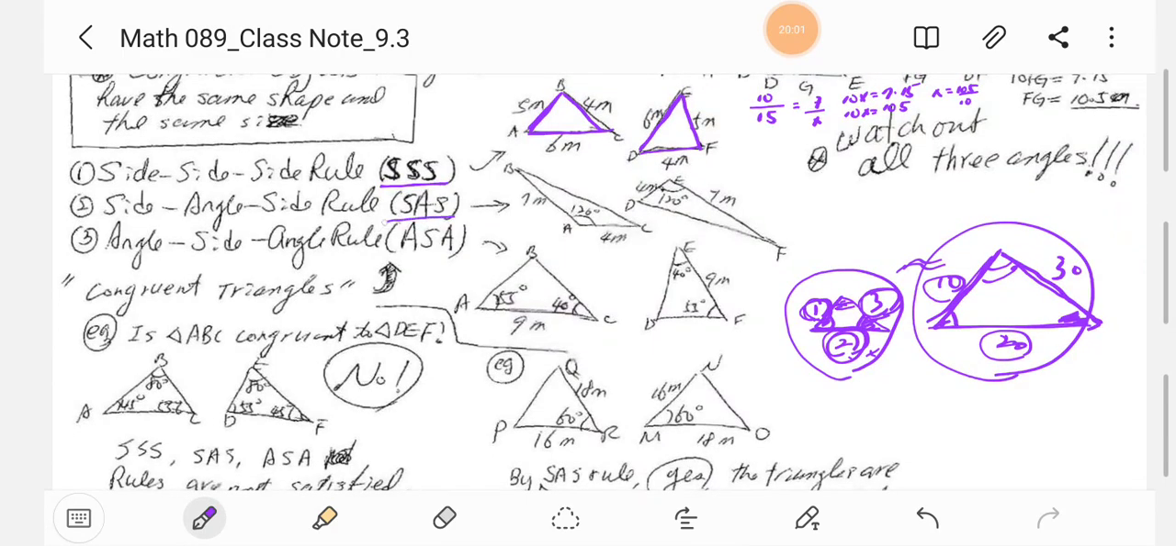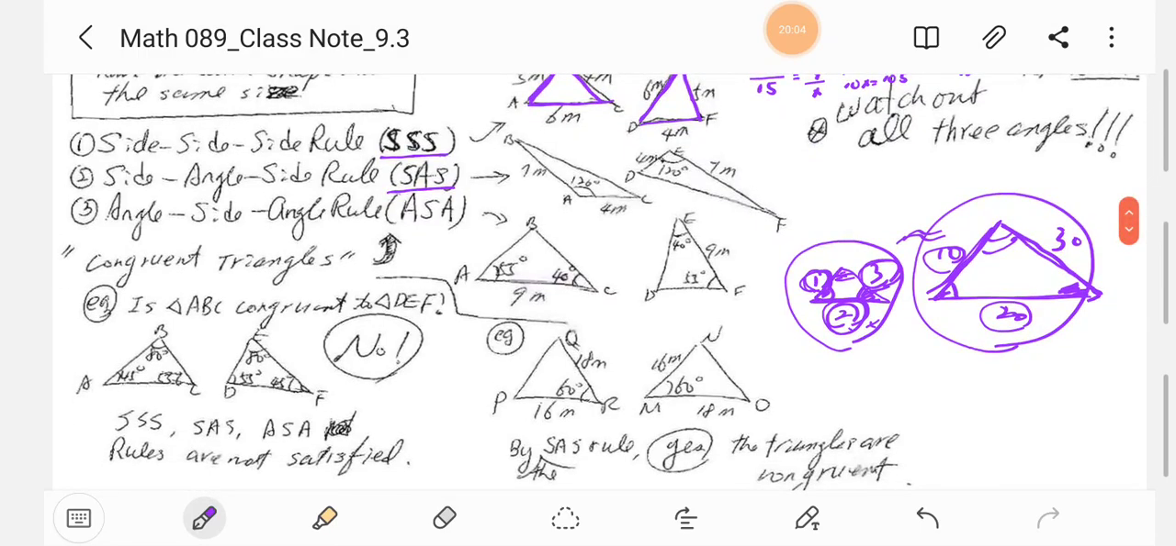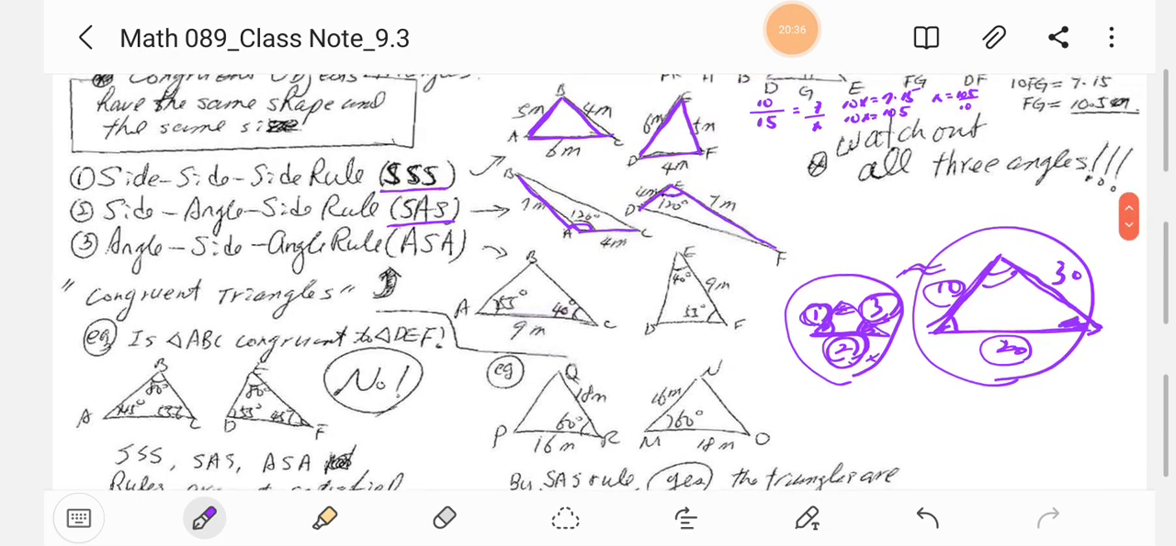Side angle side, SAS. This means you have one side and one angle, and another side are the same. So let's try this. You have a side length 7, right? Your side length 7, and the next is angle 120, right? And the next is side length 4. So if we have this condition satisfied, then two triangles are congruent. So starting from one side, angle and side are the same, then they are congruent.